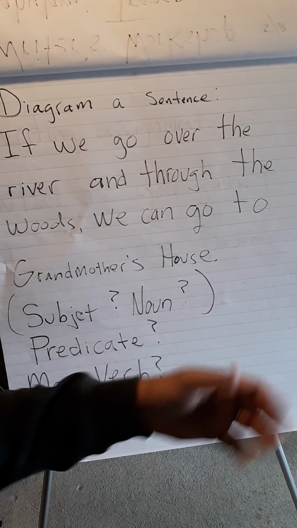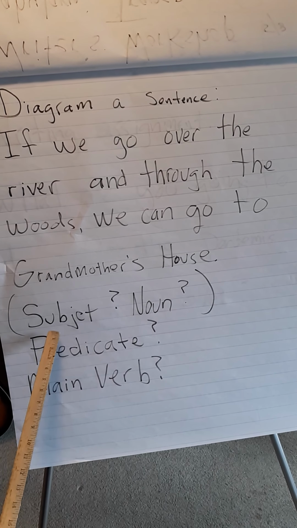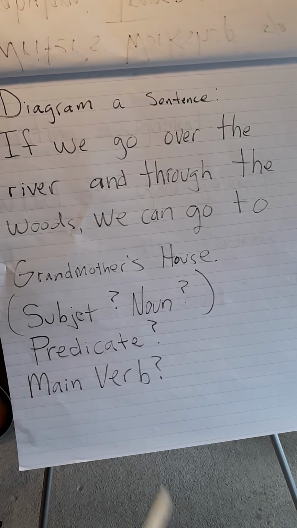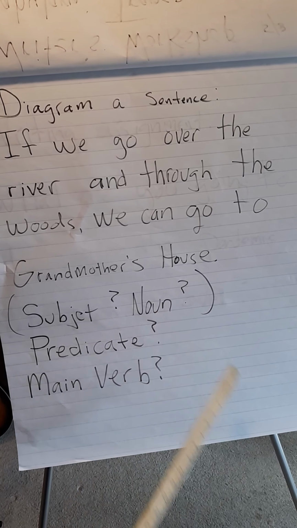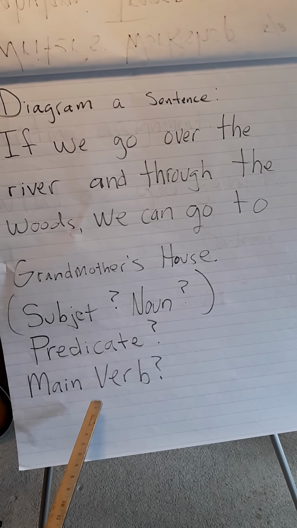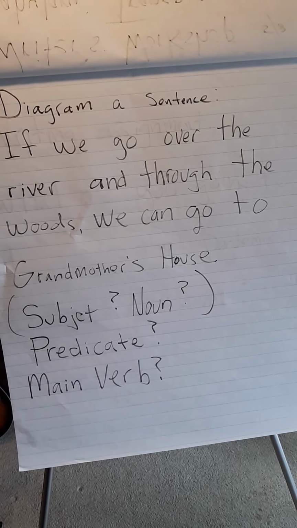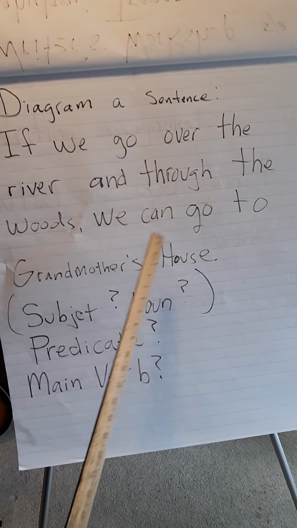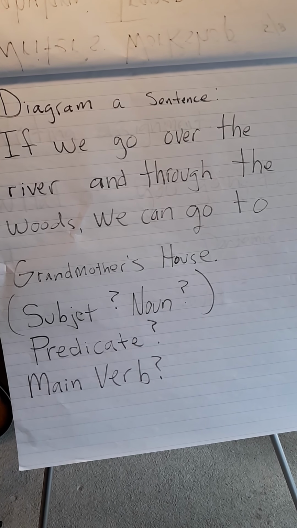Subject and the second piece of what makes a sentence. So I want you to figure out what the main subject is, what the predicate of this sentence is. And when you figure out the subject, I want to know, is it a noun or is it some other part of speech? I want you to find the main verb in the predicate. And that's about as deep as we're going to go with this sentence. But the sentence is, if we go over the river and through the woods, we can go to grandmother's house.